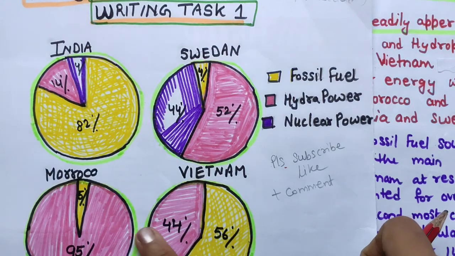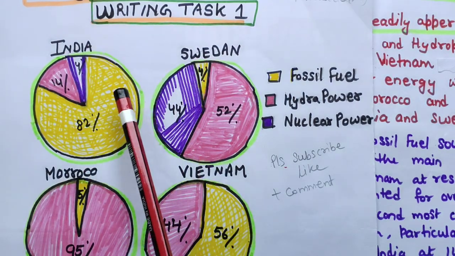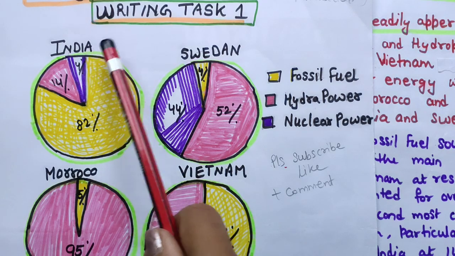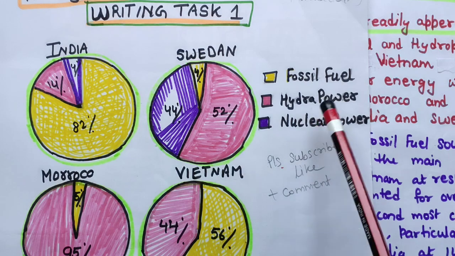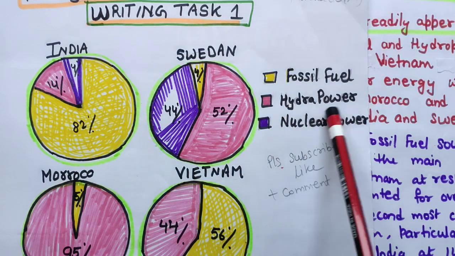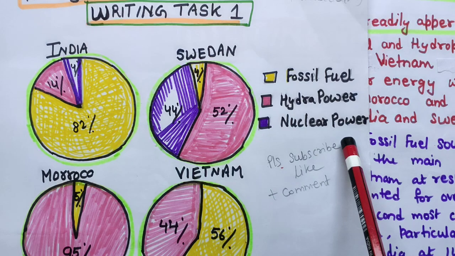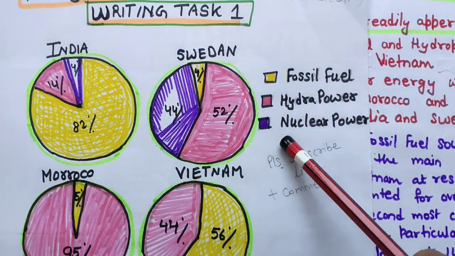So I can see there are 4 pie charts. See these 4 pie charts and 4 country names are given like India, Sweden, Morocco, Vietnam, and I can see 3 different color schemes here. For yellow it is fossil fuel, hydropower is pink, nuclear power is purple one. So 4 countries and 3 categories are there.